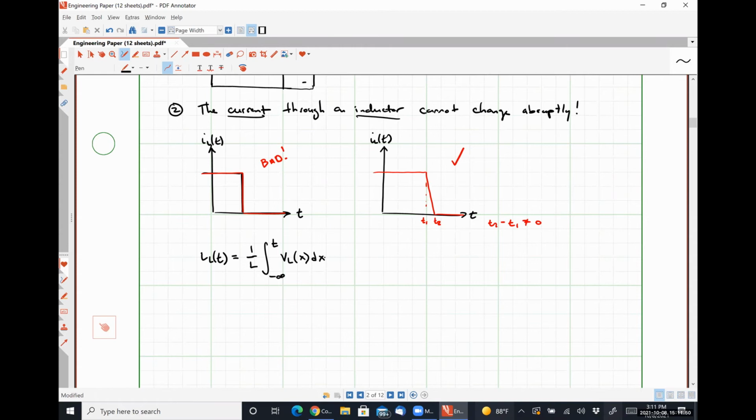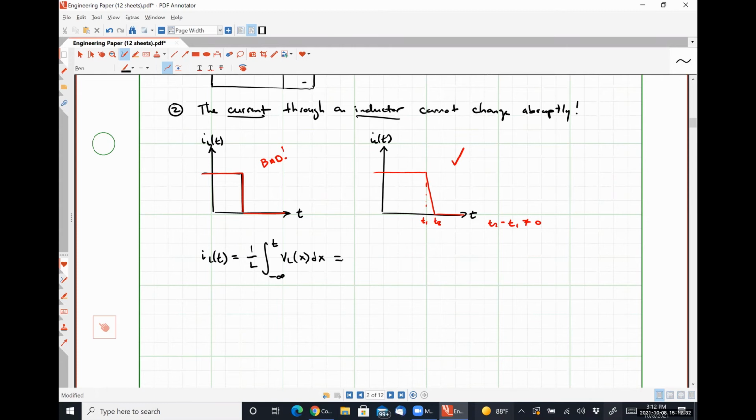IL of t. IL of t, let me rewrite this if it was confusing, I apologize. IL of t is equal to 1 over L times the integral from negative infinity to some later point in time of the inductor's voltage. Now, we don't necessarily know what was happening with the inductor at the beginning of time, or when dinosaurs roamed the earth, or as it turns out in engineering, infinity is probably less than a second ago with regards to how inductors behave, but we'll talk about that in a couple of days.